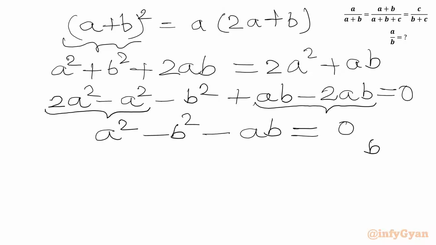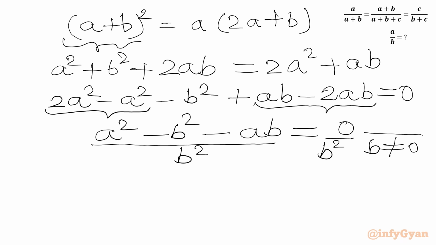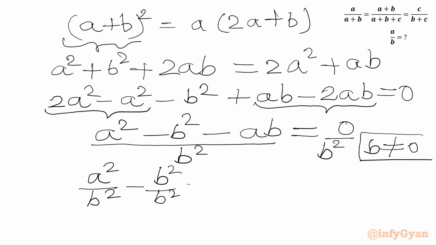Now B is positive, B cannot be 0. So we can divide both sides by B square as B is not equal to 0. Now we will split the numerator. So we can write a square over b square, then minus b square over b square, then minus ab over b square equal to 0.